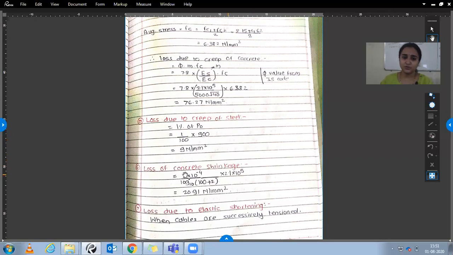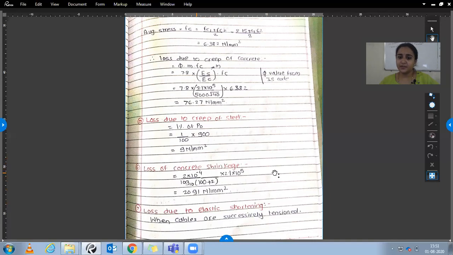Then loss due to concrete shrinkage: 2 into 10 raised to minus 4 divided by log to the base 10 of t plus 2. Here t is the number of days, given as 100 days, into Es, which we know is 2.1 into 10 raised to 5. So we get the loss due to concrete shrinkage.